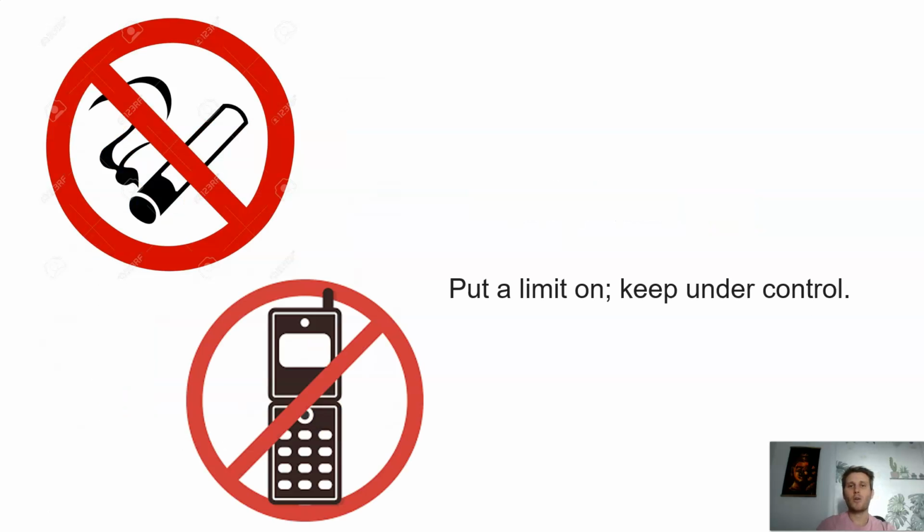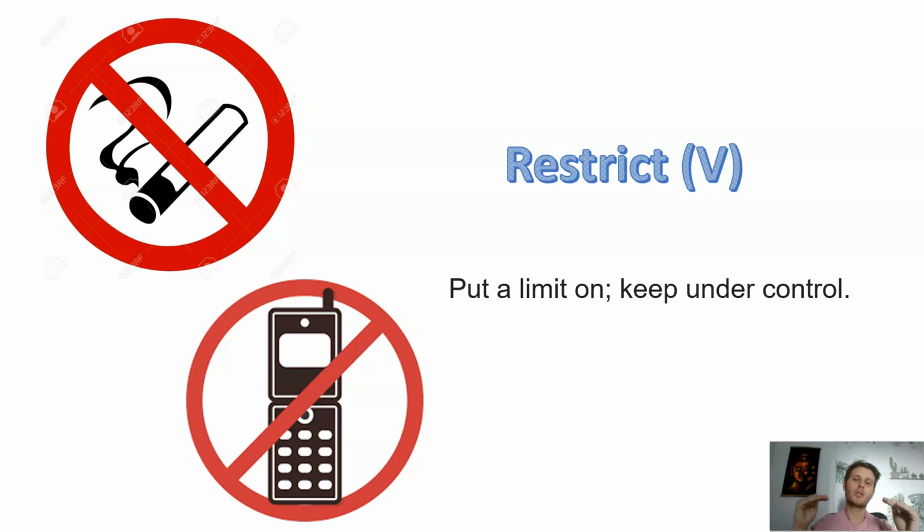So just like the word before, limit is when you stop someone from doing something or you prevent something from happening by putting in laws. So to put a limit on or keep under control, we use the word restrict. Restrict is when you put something under control.